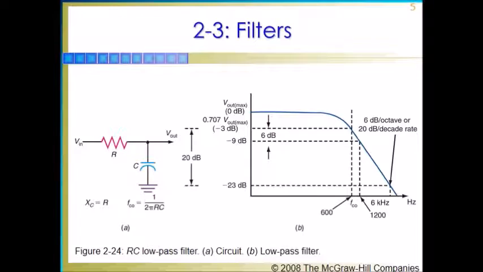We can see in the image the RC circuit and the RC low-pass filter graph. In the circuit, there is the resistor variable and the capacitor variable. The cutoff frequency of a filter is that point where the resistance and the capacitive reactance are equal.